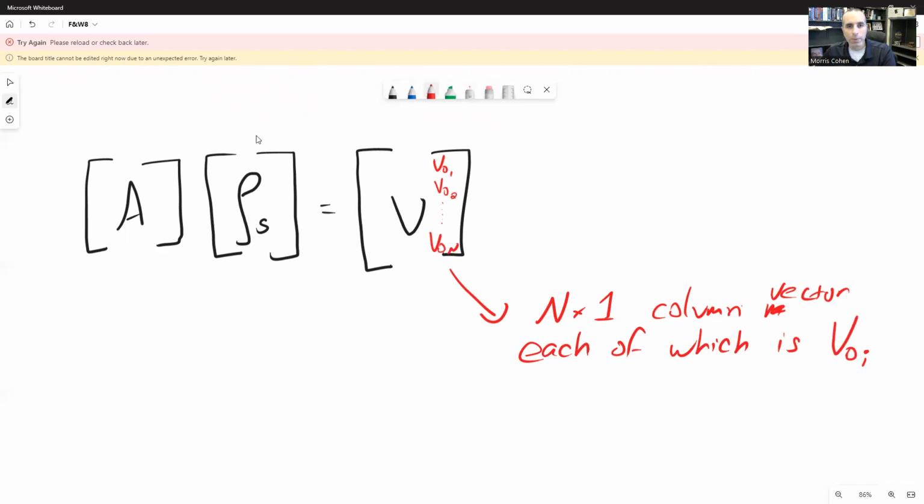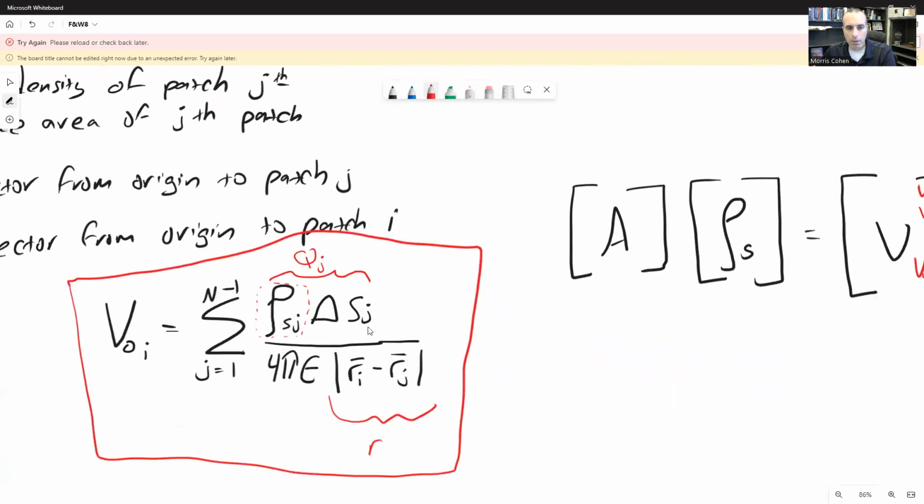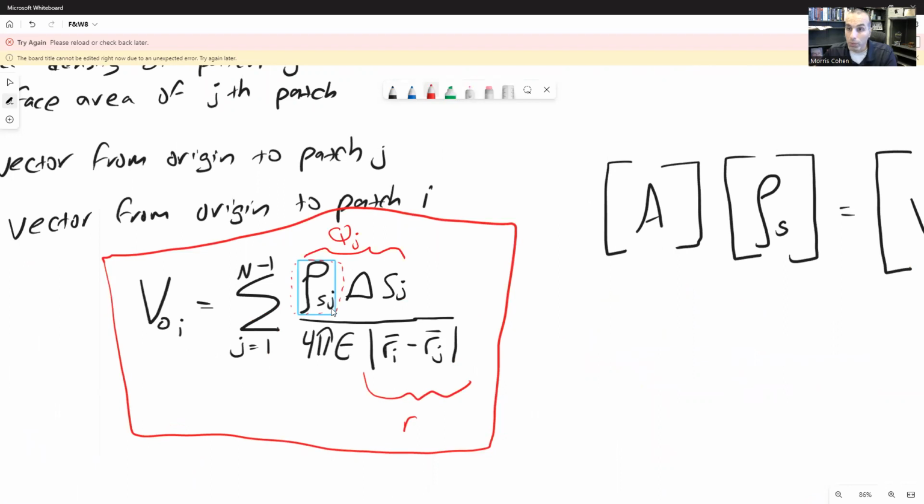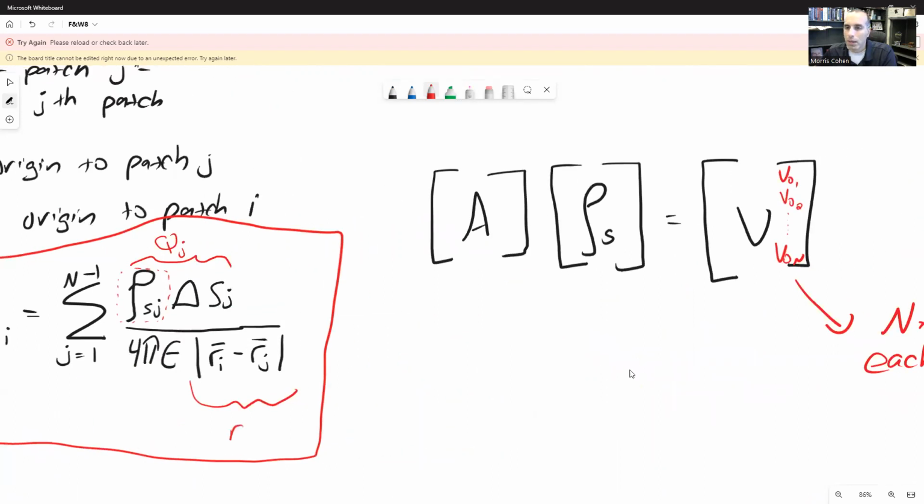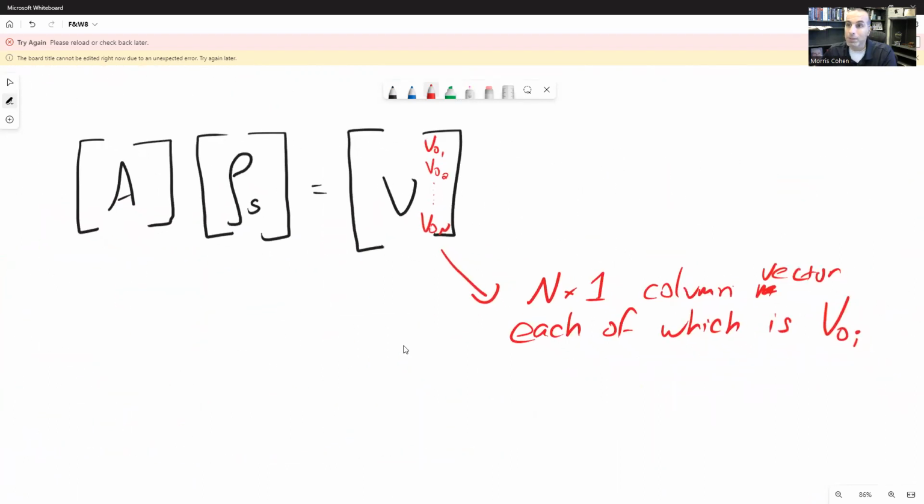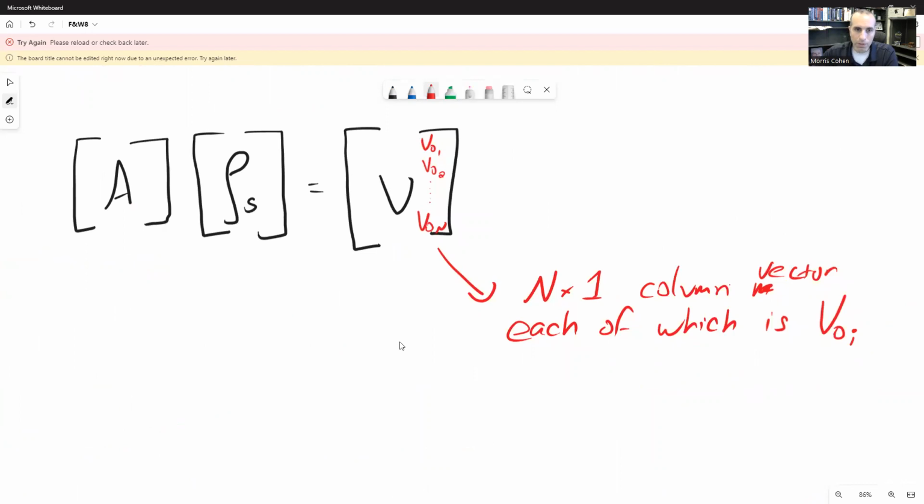And each of these voltages is basically computed with this determination. So we don't know what rho Sj is. It's going to be in there as a variable, but you can figure out what that total sum is and just keep it as a variable. All right, so that's what V is. The rho S is also a column vector that looks like this. It's rho S1 and rho S2 onwards to rho Sn.